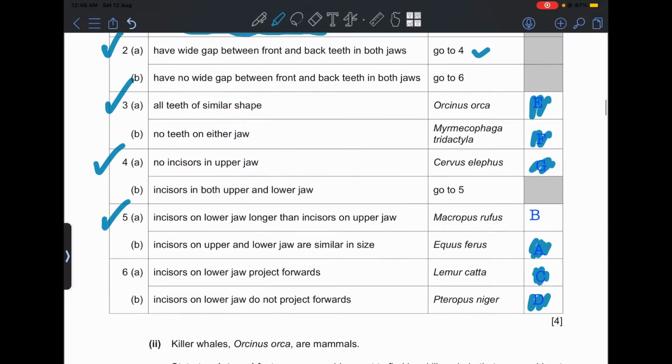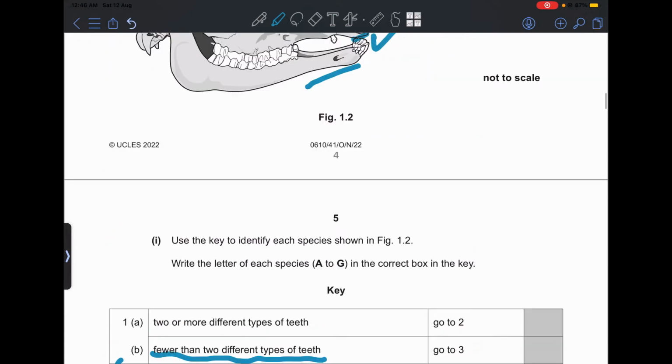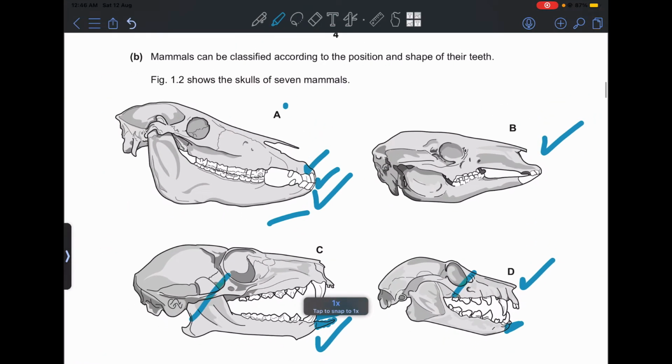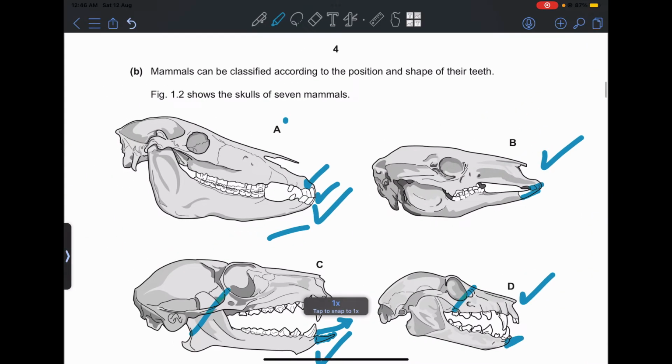And let's see, there is only one that remains unanswered, and this is actually 5A. Incisors on lower jaw longer than incisors on upper jaw. This is going to be B, of course, because we can see that this one is so much longer than the upper one.